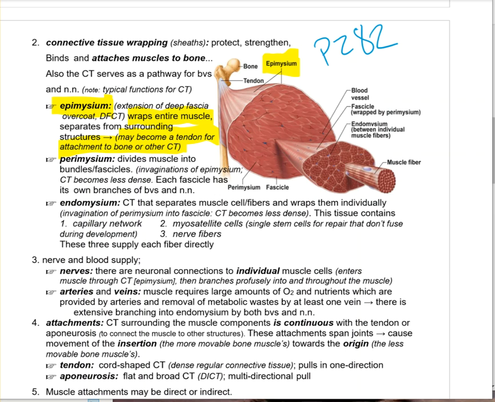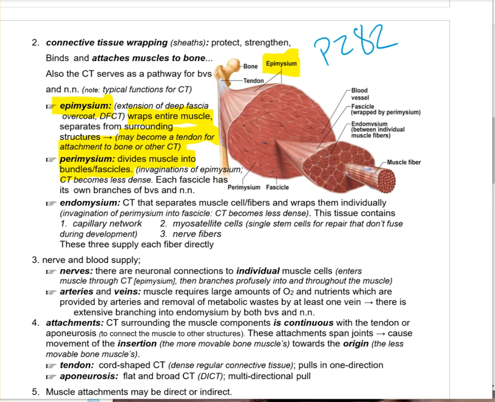So the next one is perimysium. Now, perimysium is the middle section, and in perimysium, we are wrapping specific sections of muscle, which are bundles or fascicles. This perimysium is actually an invagination of the epimysium, which means that when it's created, the epimysium kind of dives in and goes around the different fascicles and creates the perimysium.